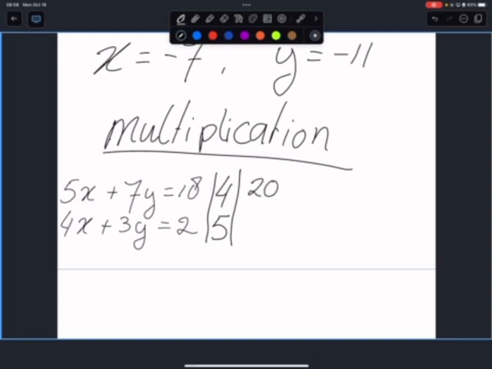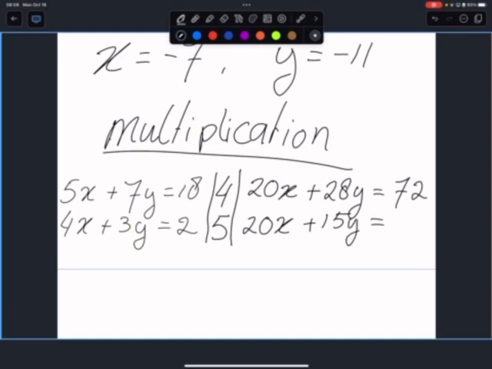5 times 4x, 4 times 5x is 20x. 4 times 7y, 28y. 4 times 18, we have 72. 5 times 4x, also 20x. 5 times 3y, 15y. 2 times 5, 10. And now I am back to my original equation.